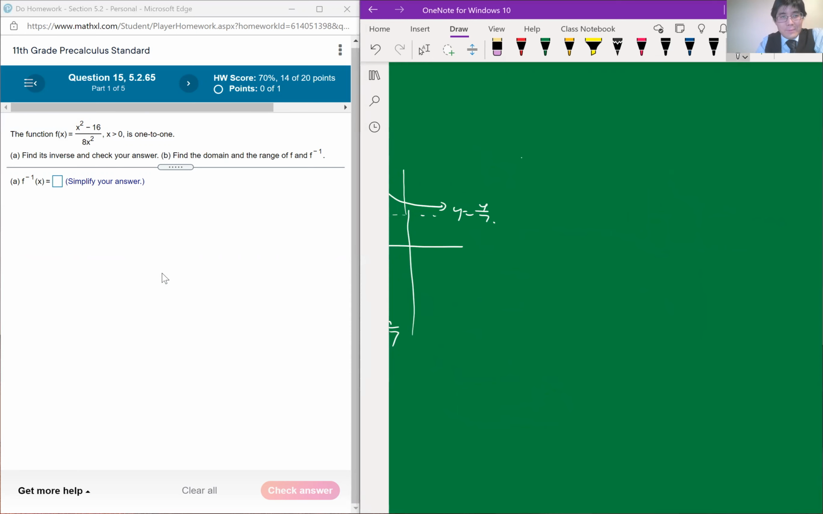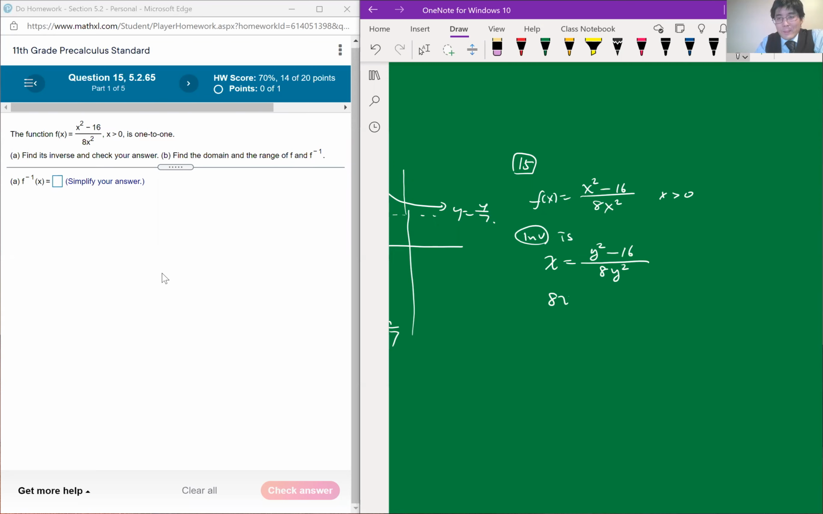Now we have number 15. We have a function f of x equals x squared minus 16 over 8x squared, for x strictly greater than 0. We can assume this is a one-to-one function. Let's find the inverse first. Its inverse is x equals y squared minus 16 over 8y squared. Let's solve this for y.